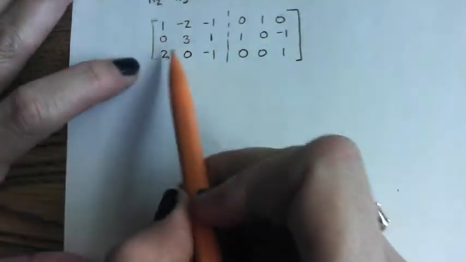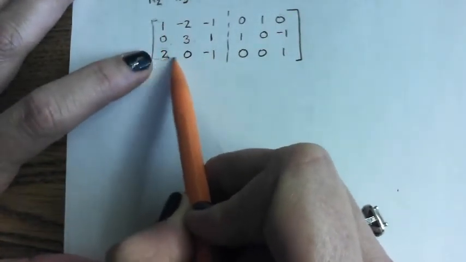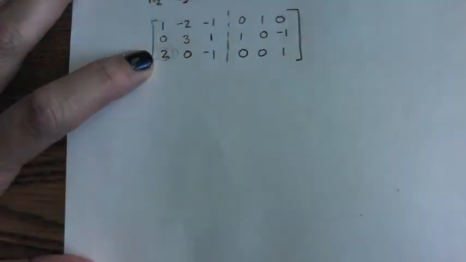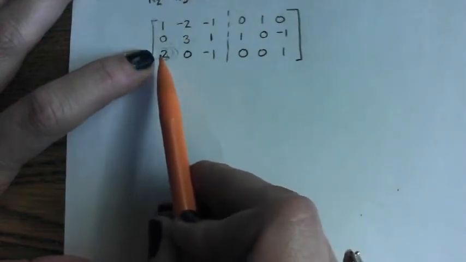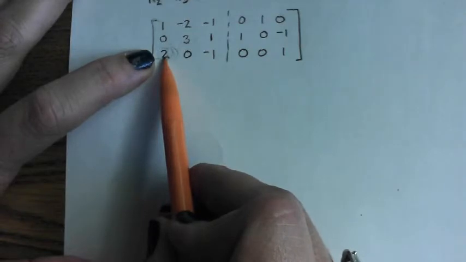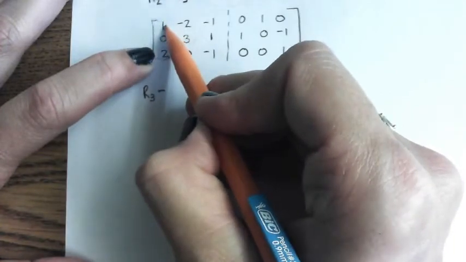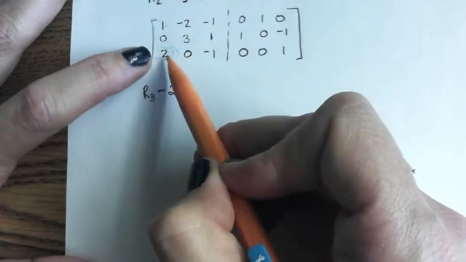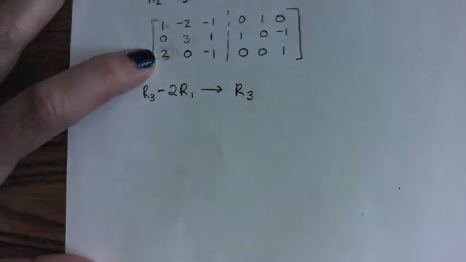I got that to be a 1. I got that to be a 0. I'm moving here. What can I do to this row 3 to come up with a new row 3 where this is going to be a 0? I'm going to take row 3 and subtract 2 times row 1. If I take 2 and subtract 2 times 1, that gives me the 0 that I want, and that's going to replace my row 3.